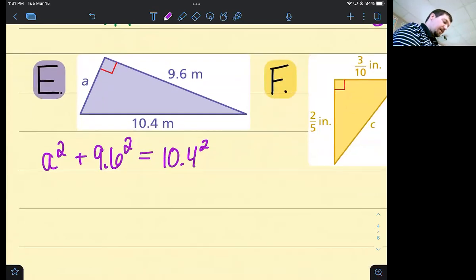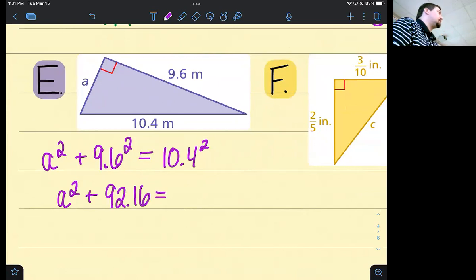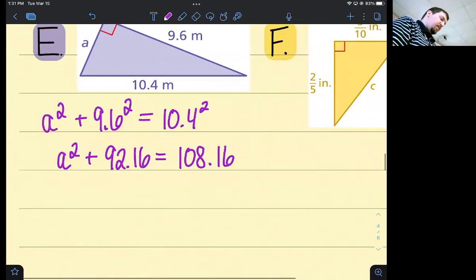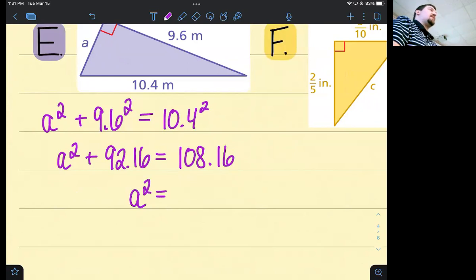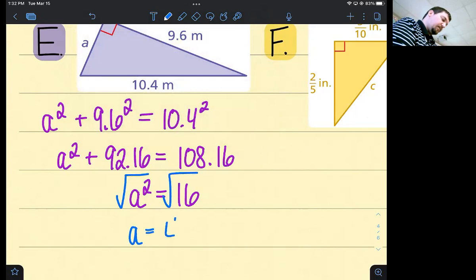What is 9.6 squared? Anybody shout it out? Thank you. 92.16, and 10.4 squared is 108.16. I subtract 108.16 minus 92.16. Another common mistake I see is people subtract it and then circle their answer. Subtract it, and that's your a squared. We want a. So when you subtract that, what are they? 16 apart. Okay. And then when you square root it on both sides, you get a equals 4 what?